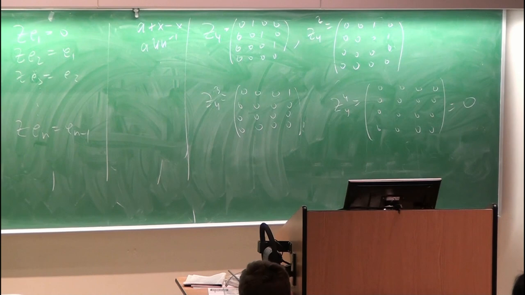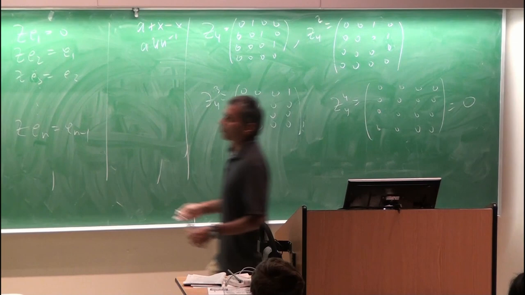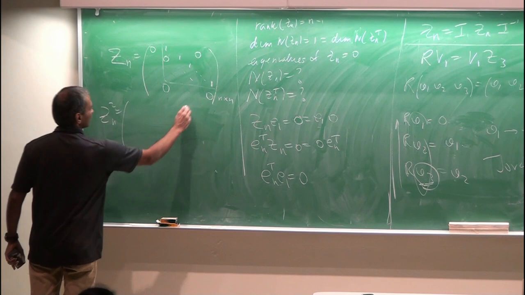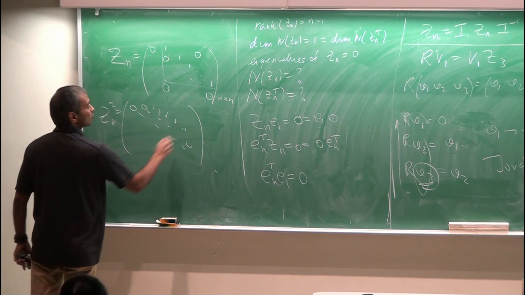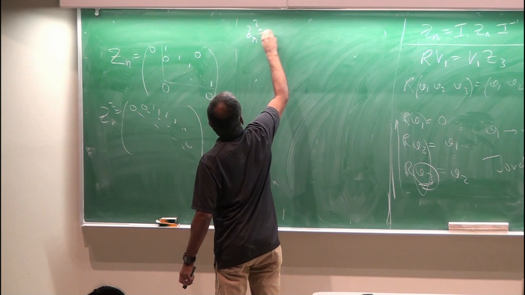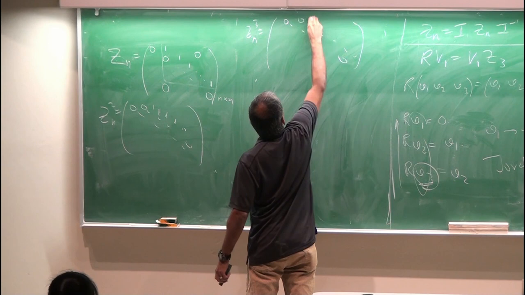So this is a proof of what I'm going to state now. It's obvious. If I look at Z_n squared, it will have 0 from the main diagonal, 0 from the first super diagonal, and 1 from the second super diagonal. If I look at, say, a few more, if I look at Z_n cubed, it will have 0 from the main diagonal, 0 from the first and second super diagonals, and then 1 from the third super diagonal.